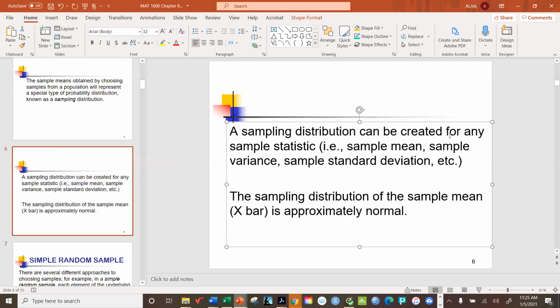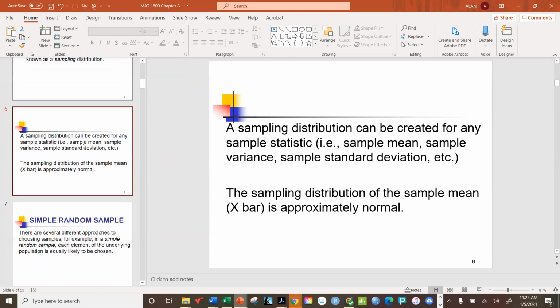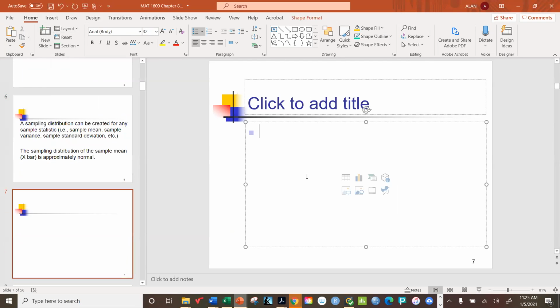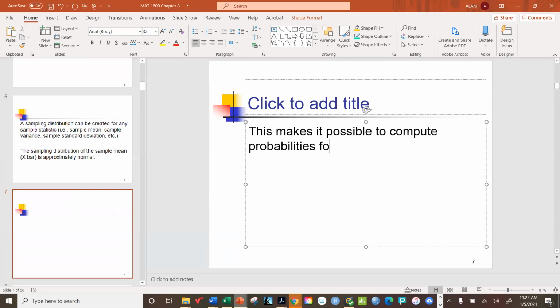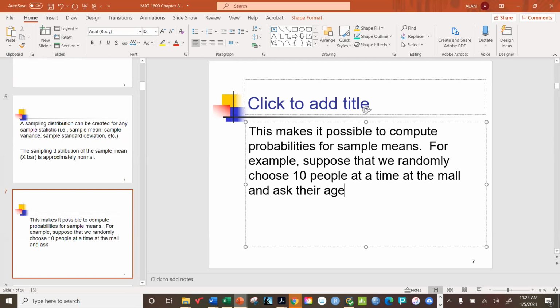And that's a huge deal because that makes it easy to calculate probabilities for these sample means. So for example, this makes it possible to compute probabilities for sample means. For example, suppose that we randomly choose 10 people at a time at the mall and ask their ages. We then compute the mean for each sample.